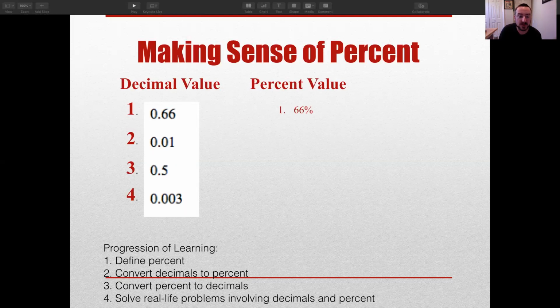Next up, we have 0.01. What would that be as a percent? We have 1 in the hundredths place, 0 in the tenths place. That would be 1 out of 100, or 1%.